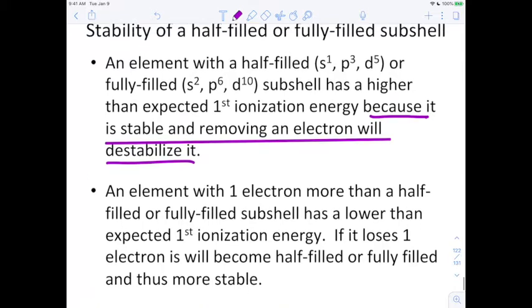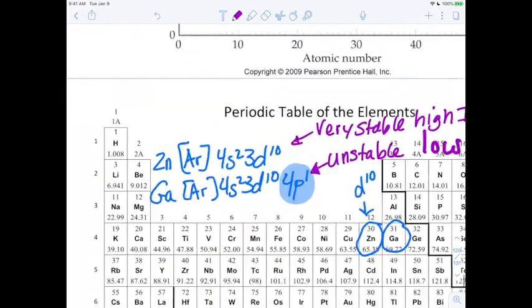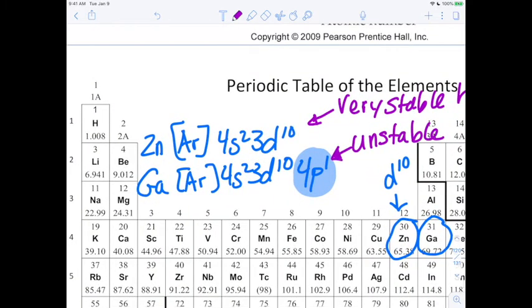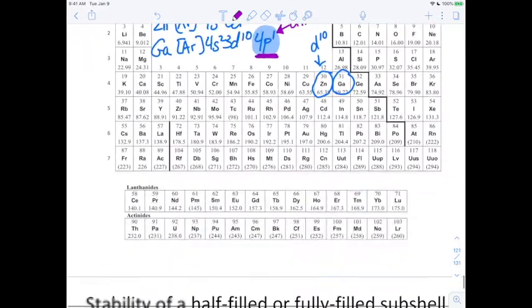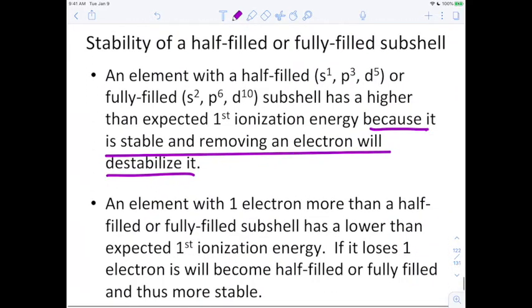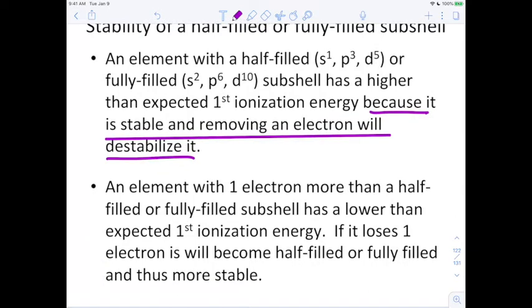So let's look at what we're talking about here. We are talking about something like gallium, where it's got one electron too many. Essentially, it would be a stable atom if only it could get rid of that one electron in the 4p. So that's what we mean down here in the second bullet. An element with one electron more than the half-filled or fully filled subshell has a lower than expected ionization energy because if it loses that one electron, it would become half-filled or fully filled. So it would become much more stable if it could get rid of that electron.